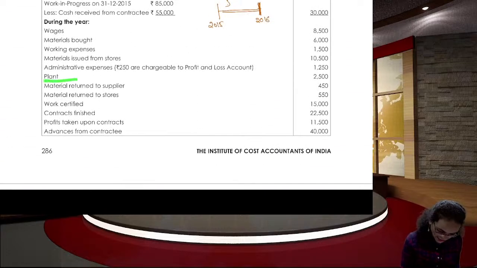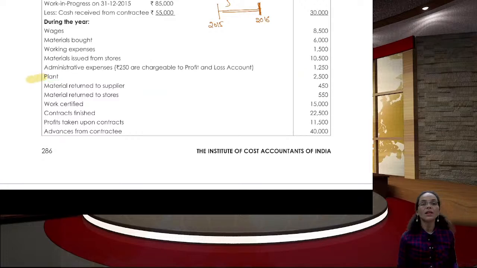Next, plant is 2,500. We will talk about the plant a bit later. There will be two effects for the plant. If opening plant and closing plant is given, then you take the opening one and closing one simultaneously. If only depreciation percentage is given, then take the depreciation. So we will put this aside for one second.